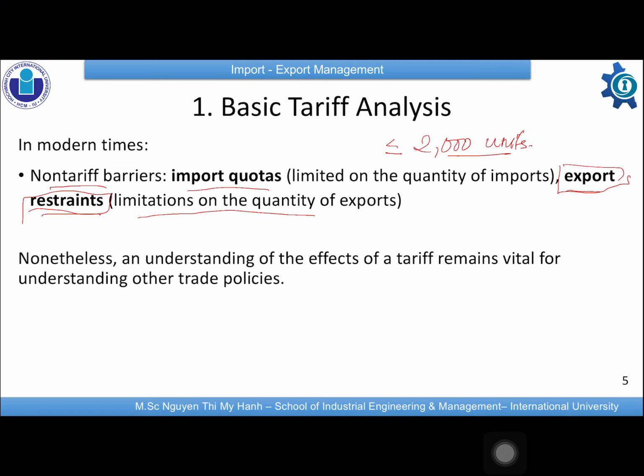So normally, export restraints will be imposed by the exporting country, but based on the importing country's request. It's like an agreement between two countries. So the exporter will decide this one and release the export restraints, but based on the importer's request.